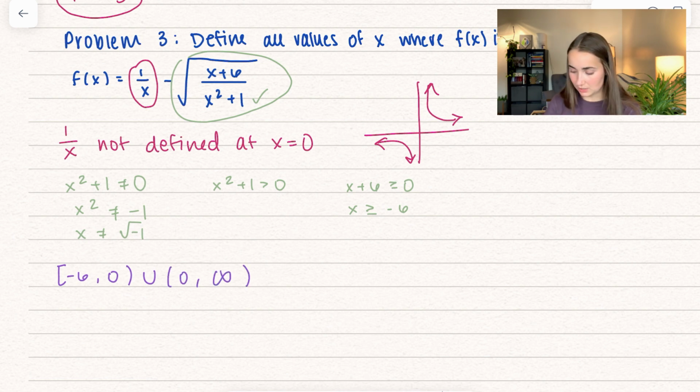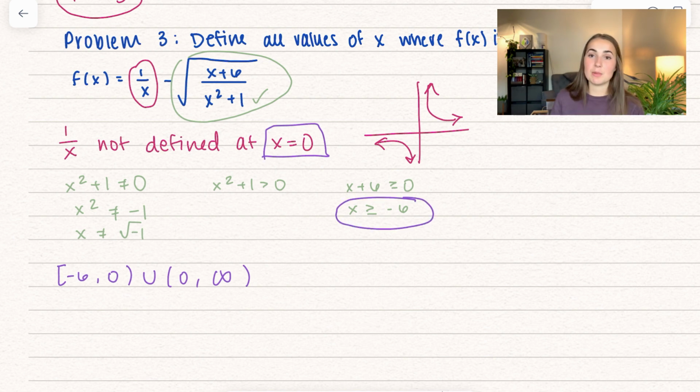So here we have both conditions met. X equals 0 we're not working with, and x is going to be greater than or equal to 6. So this is going to be all the values for it to function as continuous. Let's go ahead and move on to the next problem.